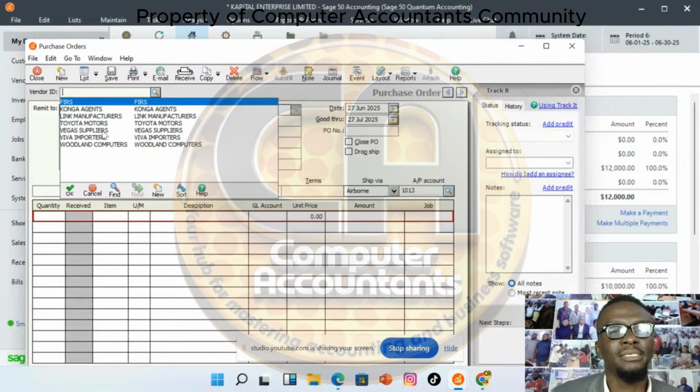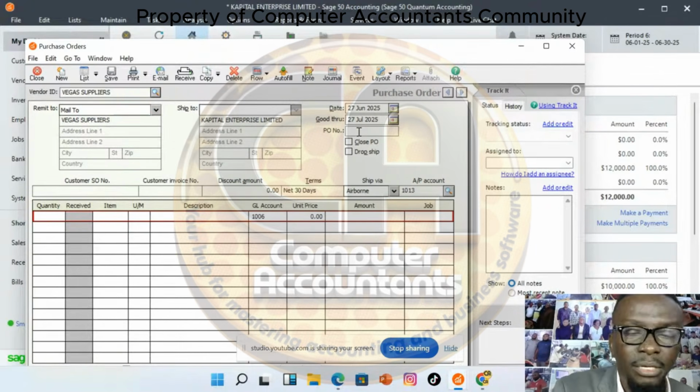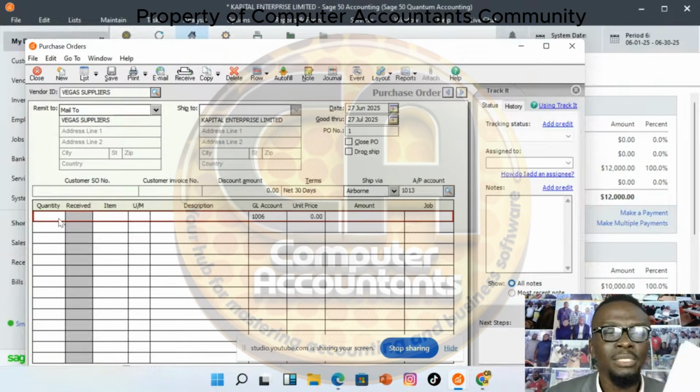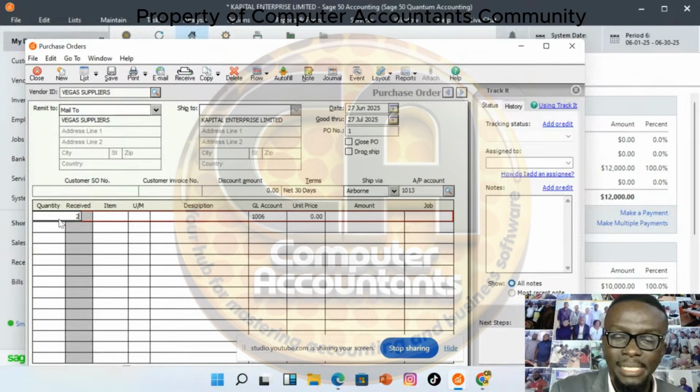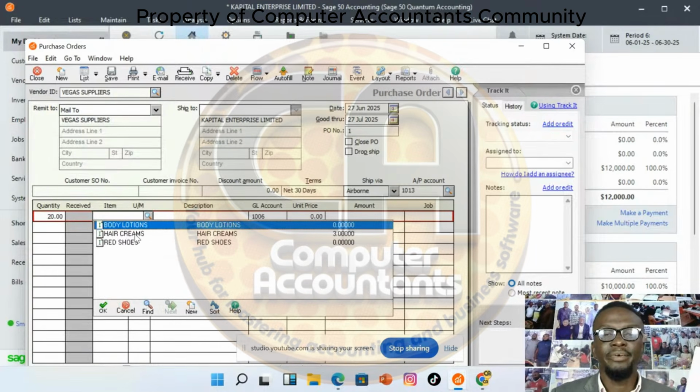Vegas suppliers. Good. So everything will be on today's date. I don't need to bother. So purchase order number 1. Okay, so what are we demanding from him? 20 hair cream. Quantity is 20. The item is hair creams.